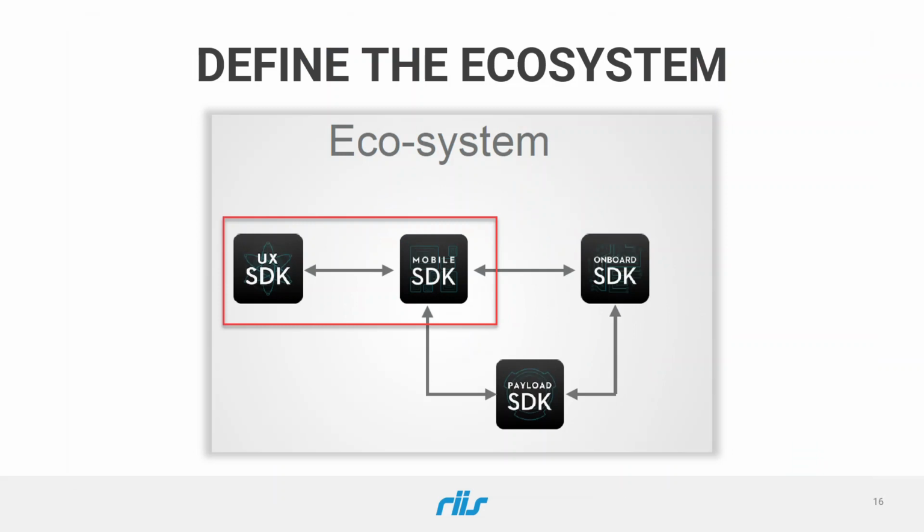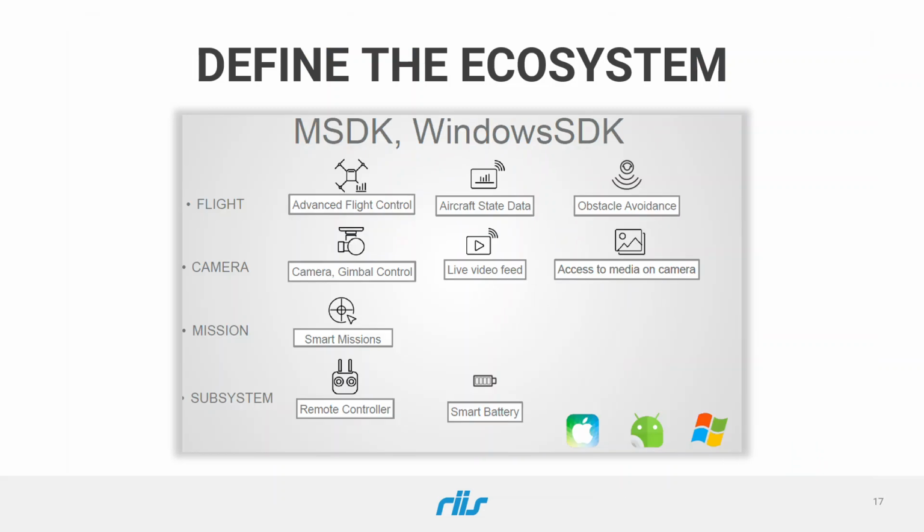Just tightening it down to what we're doing. So what can you do? Flight, advanced flight control, all the aircraft state data, the camera, move the camera around where you want to, get a live video feed, get access to the media on the camera. With the live video feed, that's important to us sometimes because we want to chop that up into images so we can present that to our TensorFlow Lite library to do our object detection and draw little borders around people or cows or sheep or whatever, or weeds that we're trying to detect.